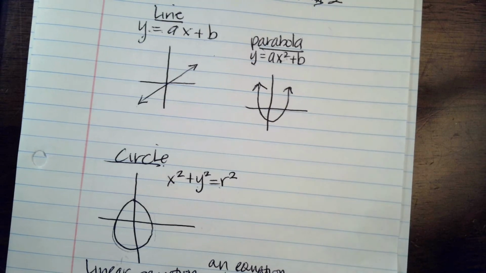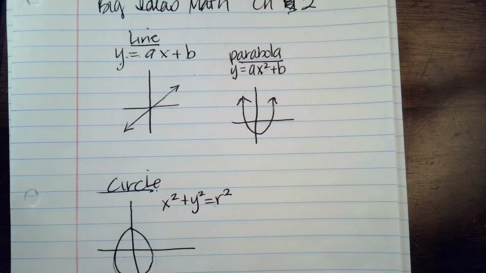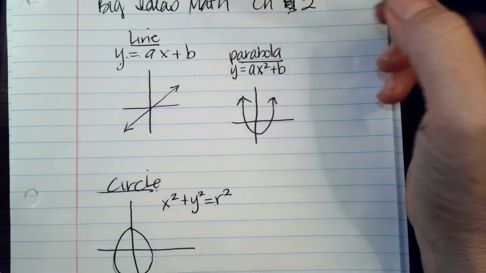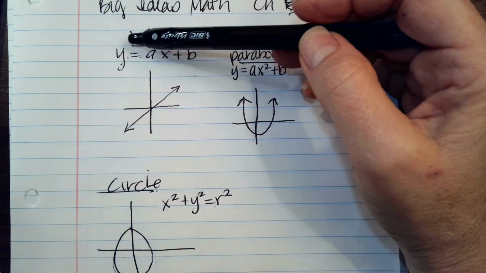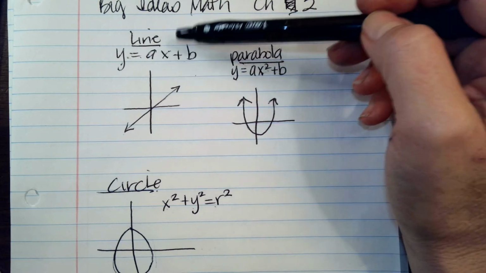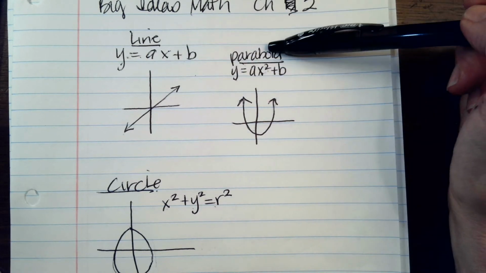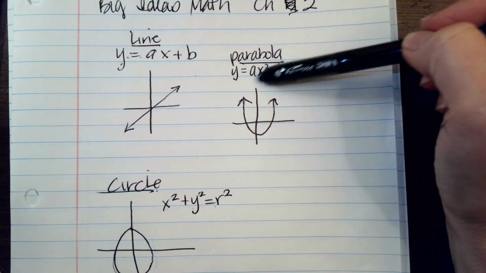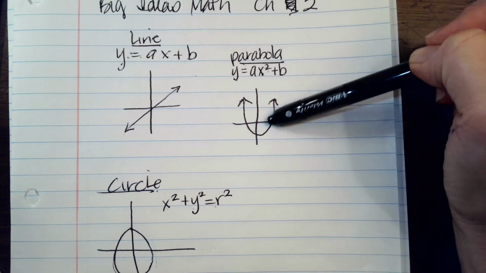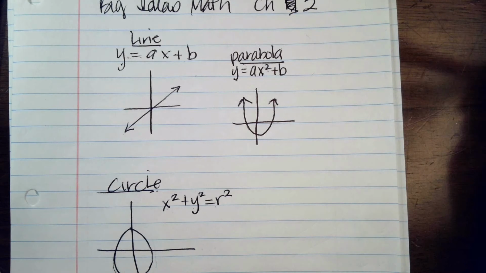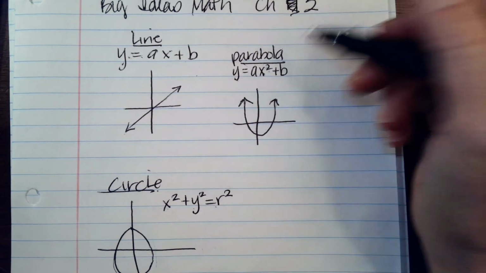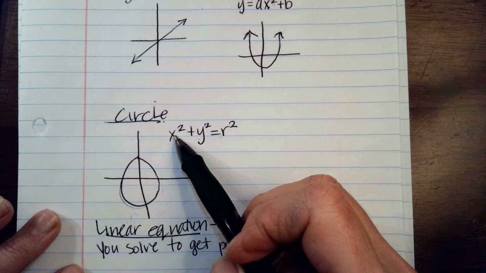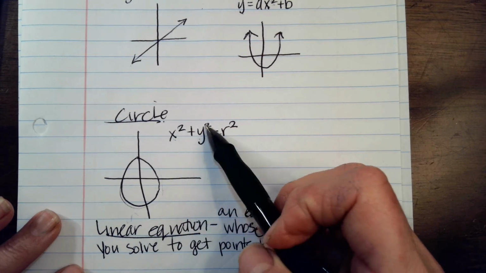The three types of things you're going to be graphing in this chapter are a line, a parabola, and a circle. A line is always going to look like this: y equals ax plus b. And a parabola is going to be y equals ax squared plus b. So the x squared is going to be different. That tells you that you're going to be doing like a U shape. And then a circle, everything is squared, and it's formed as x squared plus y squared equals r squared.